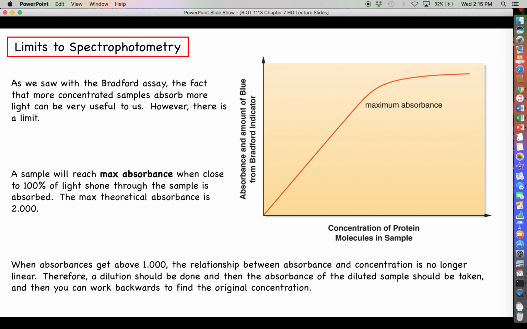You can then calculate the concentration of that diluted sample and then reapply your dilution factor. So if you diluted it 1 to 10, you can just multiply your calculated concentration by 10 to then figure out the original concentration. So basically what you should walk away from this slide thinking is that if I get an absorbance greater than 1, there are more steps that I need to take. I can't just calculate the concentration straight from that. It's not going to be accurate.